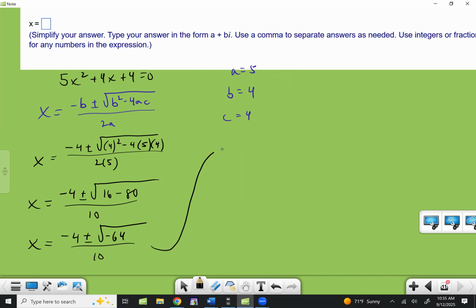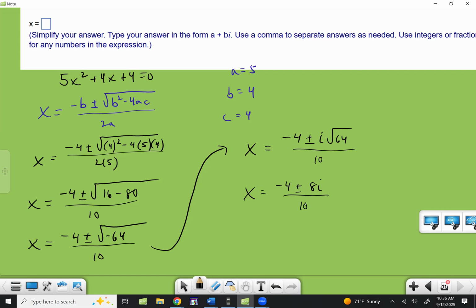Okay, so if I come up here, the square root of negative 64, well, let's bring the i out, right? So it's going to be i times the square root of positive 64. And then the square root of 64, well, 8 times 8 is 64. So we got 8i.